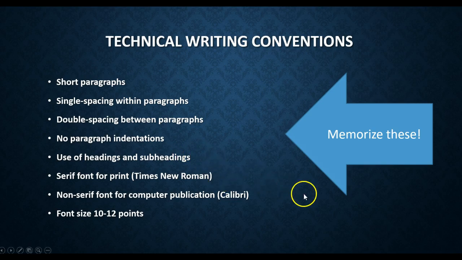We like to have headings and subheadings. They are very useful in helping the reader keep the topic in their head and also in guiding us in how we're progressing with the topic. We also use a different font for print versus computer. Times New Roman usually for printed documents, and for computer publication it varies, but I prefer Calibri. And the font size should be 10 to 12. I prefer 12. So again, memorize these: short paragraphs, single spacing within paragraphs, no paragraph indentations.